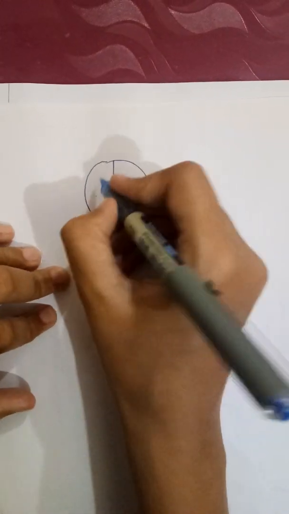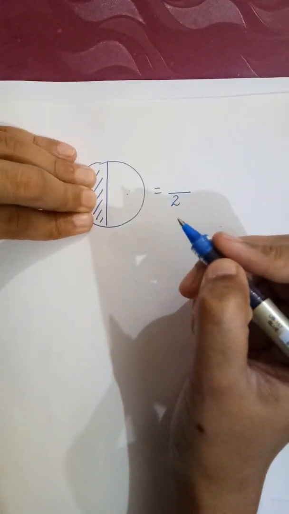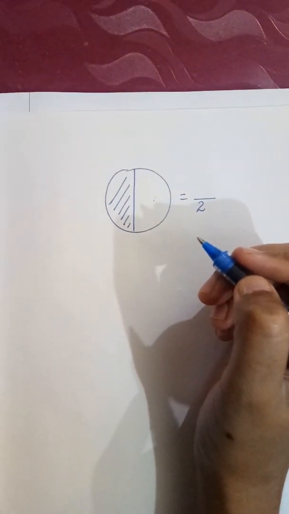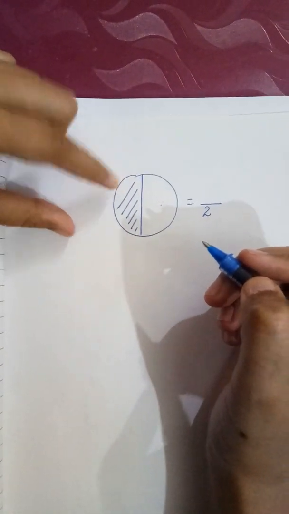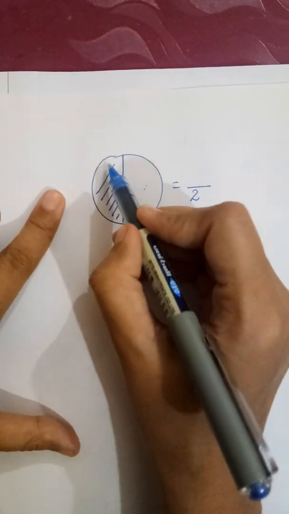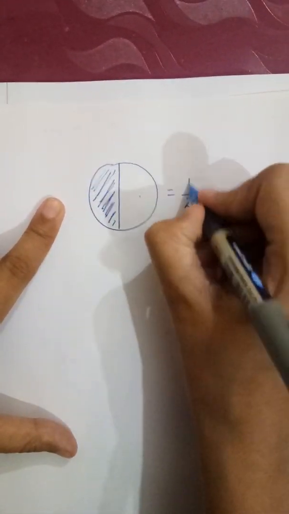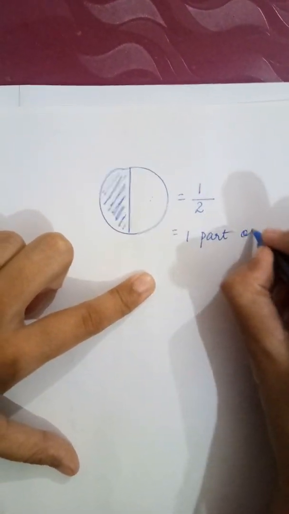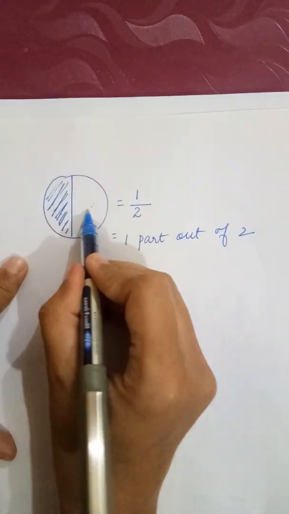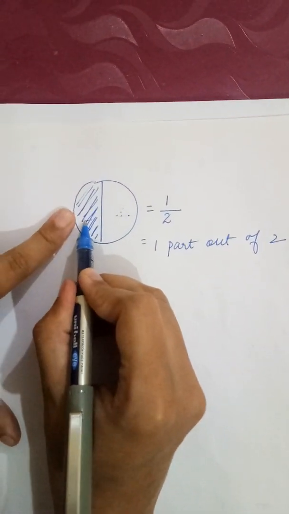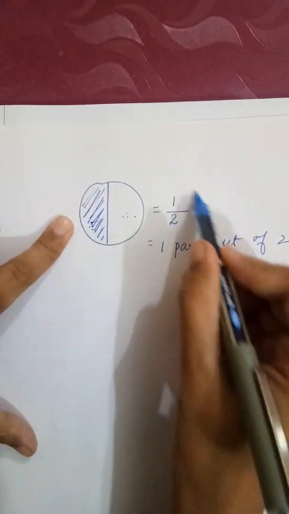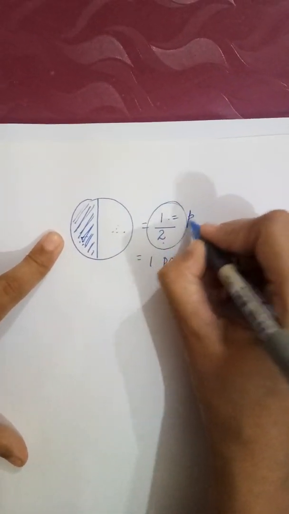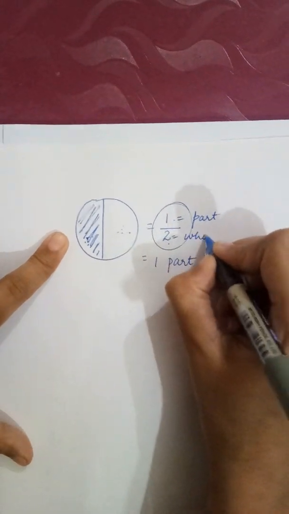And if I say that this part is used, this part is shaded, and I ask you what fraction of this whole is shaded, that means only one part is shaded out of 2. So this is written as one part out of 2. Out of these two parts, one part is shaded, and if I have to determine this in the form of a fraction, I am going to write it as 1 upon 2. So this means this is a part and this is the whole.